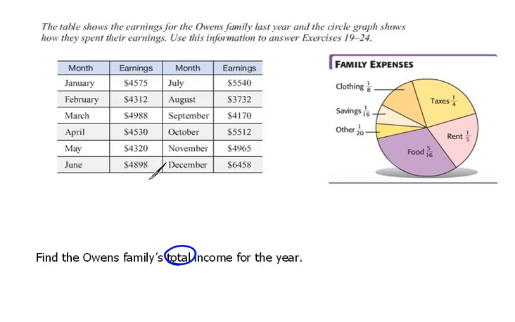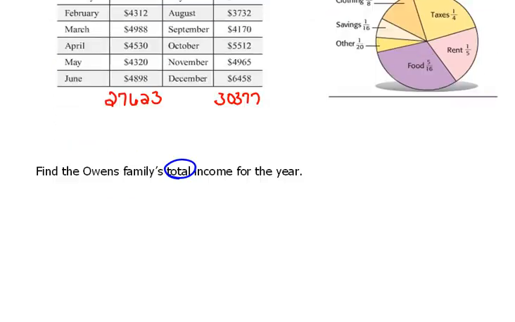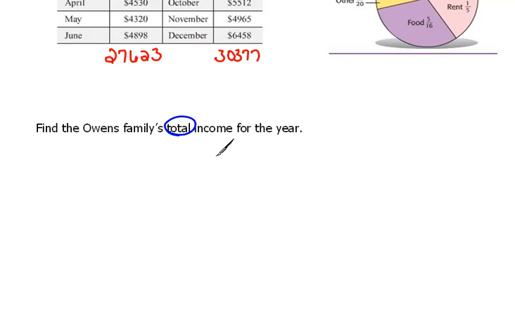And when we add these things together, we should get 27,623. You can double check my math there just to make sure that that's correct, but I believe that's correct. Then we could add together this column also, and we should get 30,377. Now we could add those two together, so that made it a little bit nicer. We didn't have quite so many numbers to deal with in a single list.